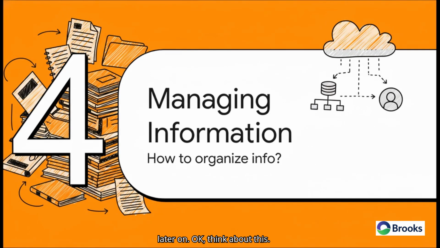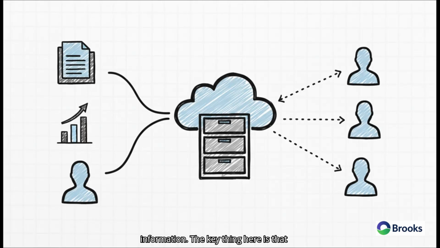Okay, think about this. Alex is about to gather a literal mountain of information for this CRM project. We're talking requirements, interview notes, process models, the works. And without a plan, that can turn into a total mess, right? Vital details get lost, nobody knows which version is the latest. It's a nightmare. So, the fourth part of our blueprint is deciding exactly how to manage all of this information. The key thing here is that Alex needs a system.